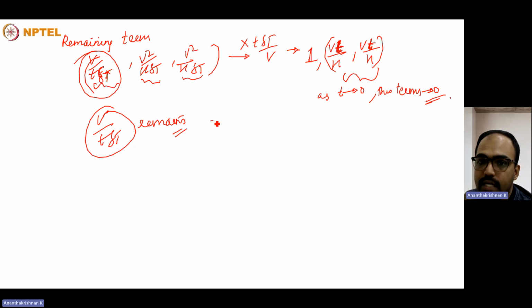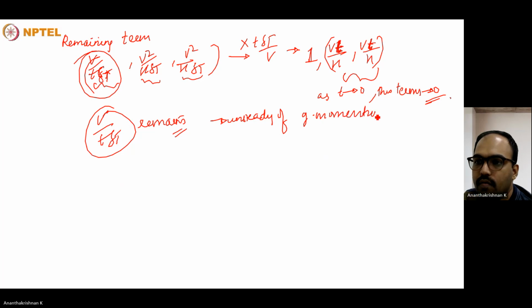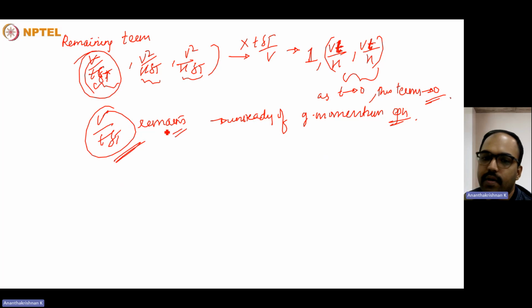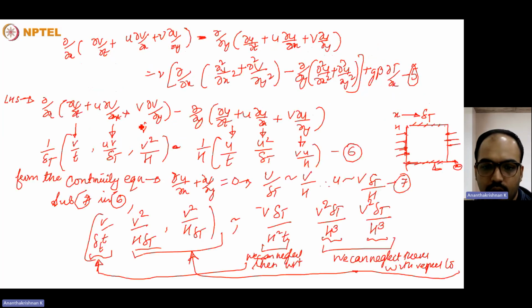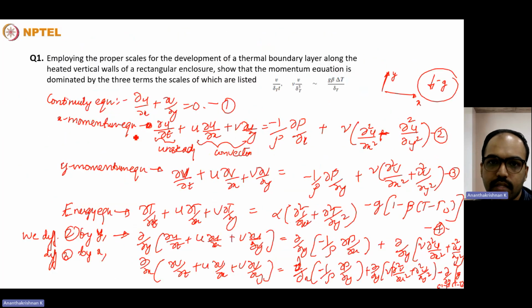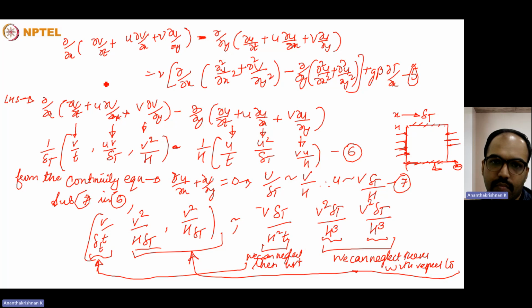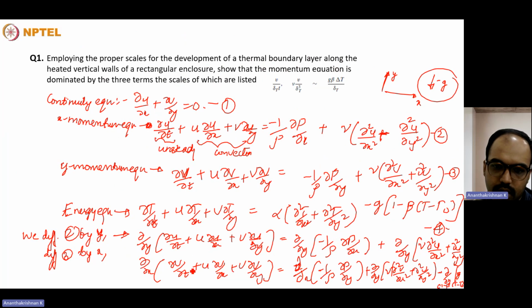That is the unsteady term of y momentum equation, and whose scale is V by T delta T. So basically only this term remains. That is the y momentum equation's unsteady term.